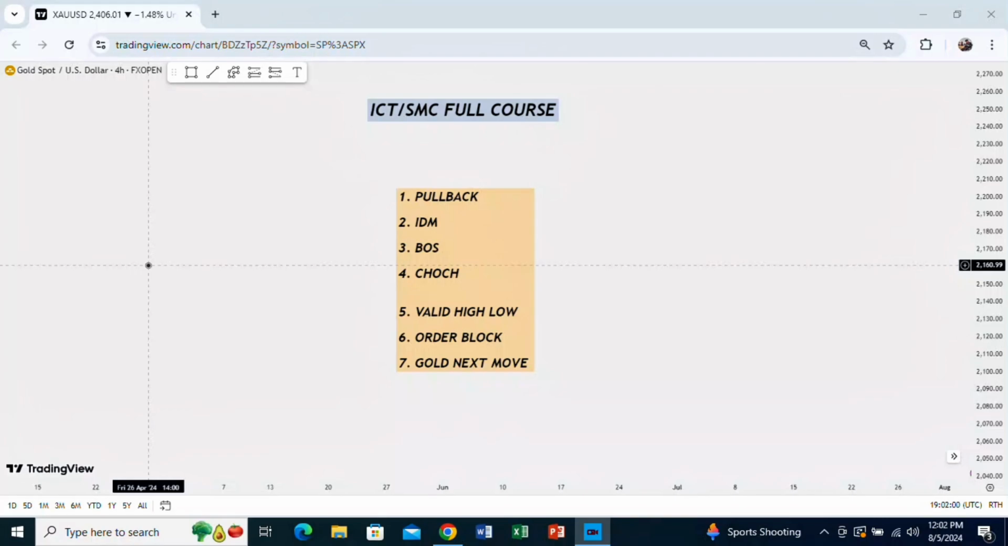And another thing is that you can use it on all the time frames. So if you use it on daily or 4 hour, it will give you an idea of your bias, if price is going to go up or down in the long term. And then on a smaller time frame like 15 minute, you can do your day trading or scalping. Okay. So I will start from pullback. Okay. We will go in this sequence.